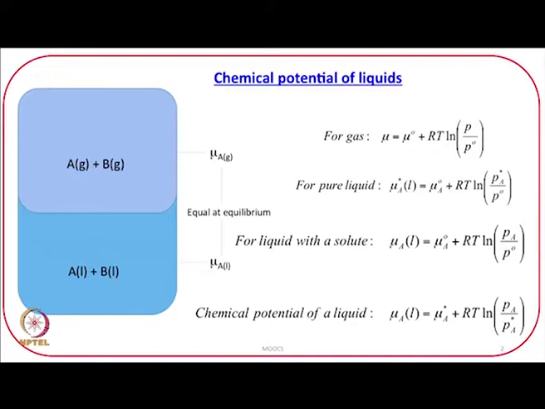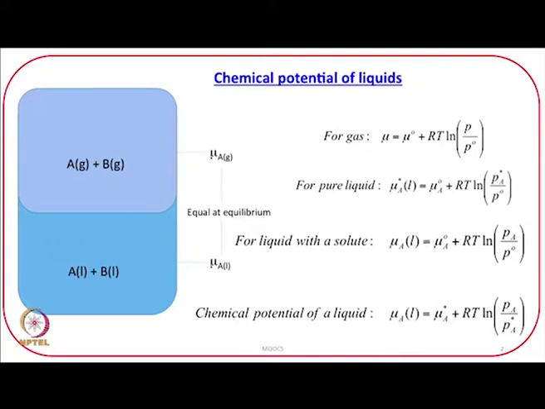So, what we have here is a term which is log Pa by Pa star. It has an interesting meaning. Pa is the vapor pressure of A in a mixture of A and B, and Pa star is the vapor pressure of A when A is a pure liquid.